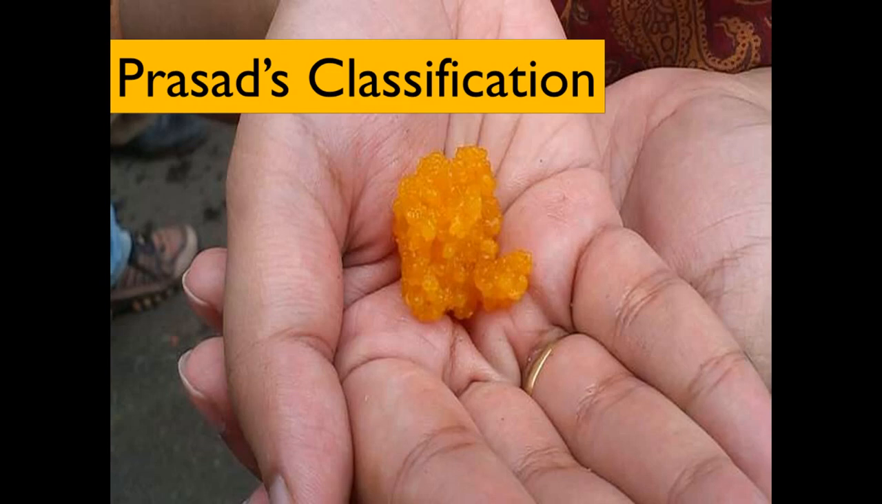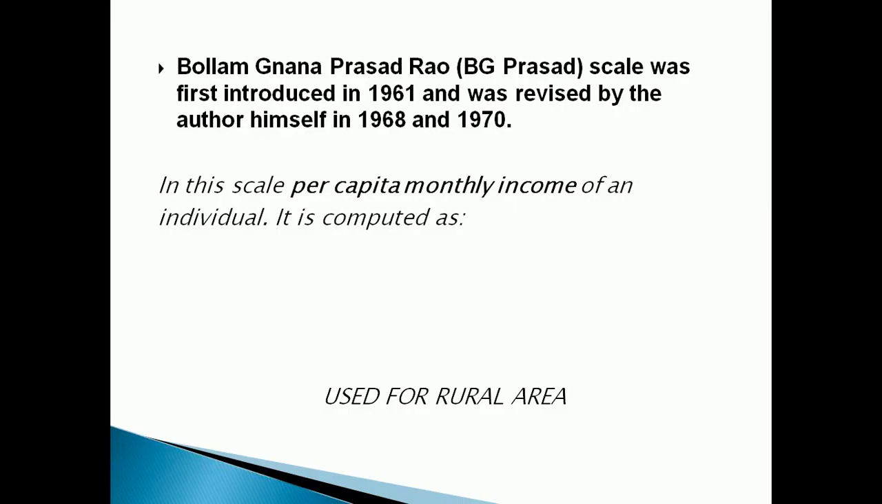Prasad's classification is also used in rural areas, and this classification is given by BG Prasad. Here only the income is taken. Per capita income of the family is taken in this classification. So what is the BG Prasad classification? The BG stands for Bhalchandra Nanda Prasad Rao.